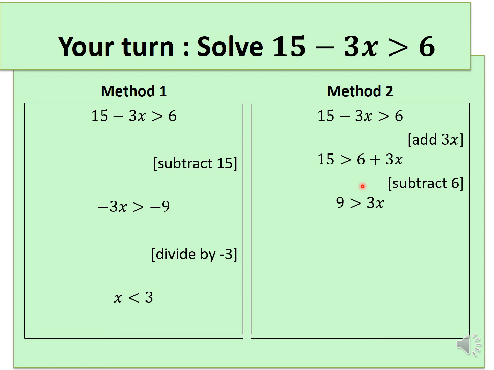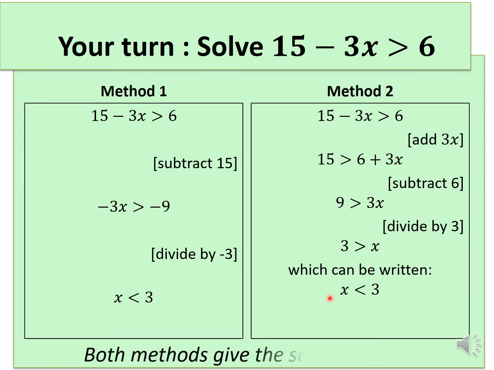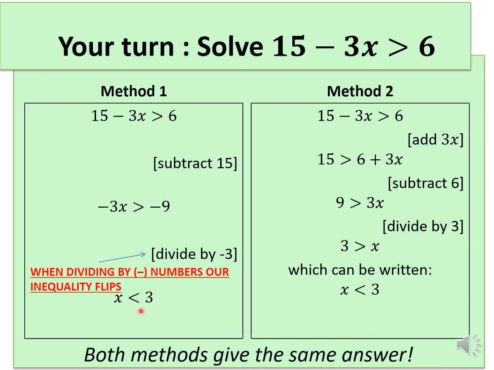Remember, this 3 is not a negative number, so it doesn't flip the inequality sign. And then you get 3 is greater than x. Both of these are the same thing. x is less than 3, and here 3 is greater than x, or x is less than 3. You can write it like that. And then remember that rule. If you forgot about this rule, you would get a different answer for the same question. And then the set notation would be set of x such that x is less than 3.